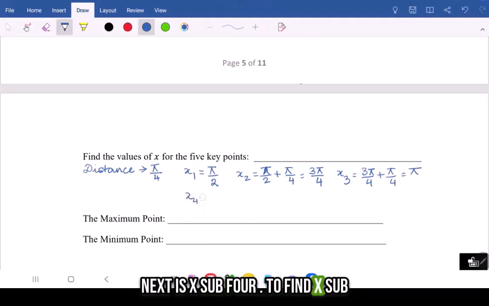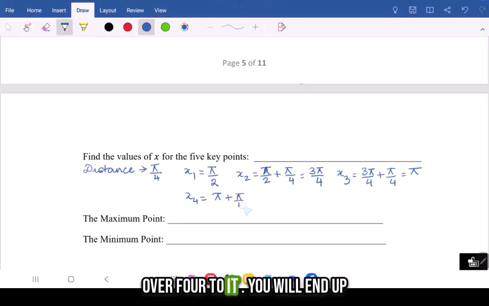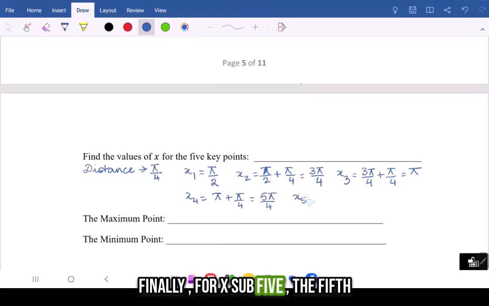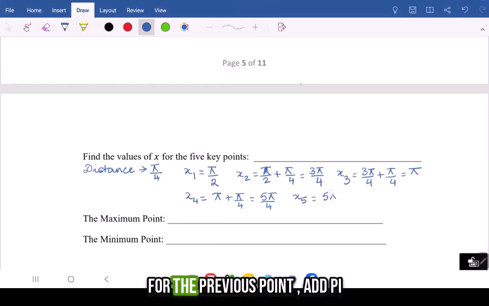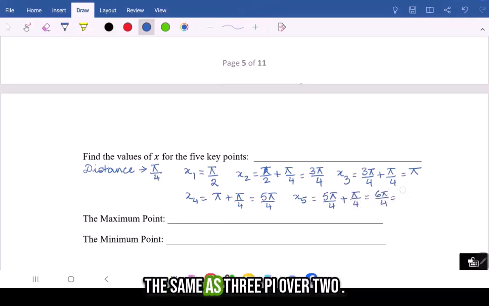To find x sub 4, take the pi from the previous point and then add pi over 4 to it. You will end up with 5 pi over 4. And finally, for x sub 5, the fifth key point, take 5 pi over 4 from the previous point, add pi over 4 to it. You will end up with 6 pi over 4, which is the same as 3 pi over 2, correct?